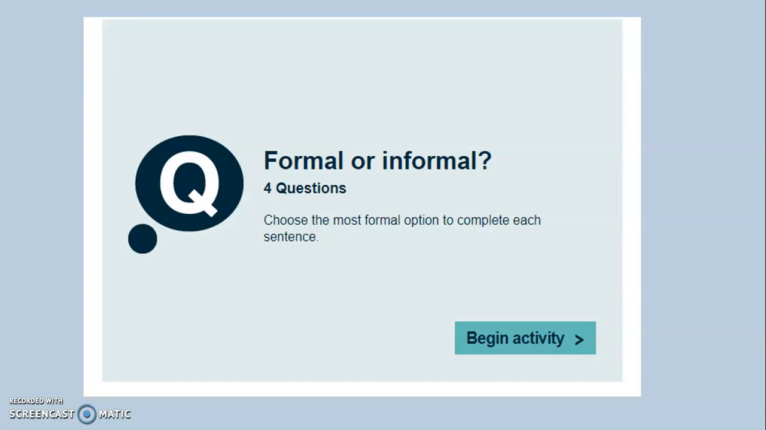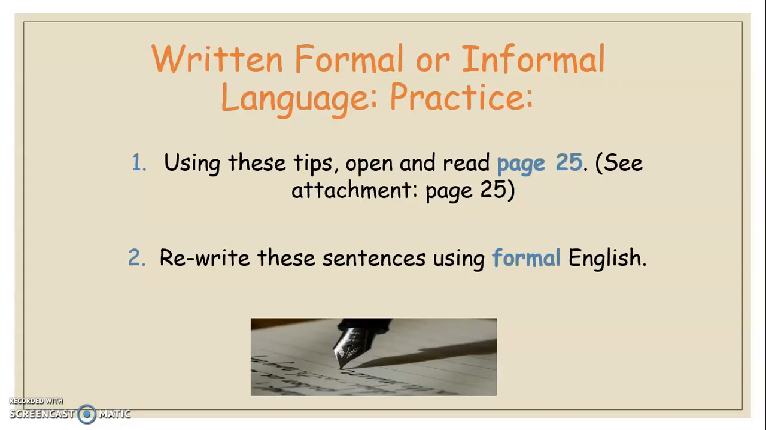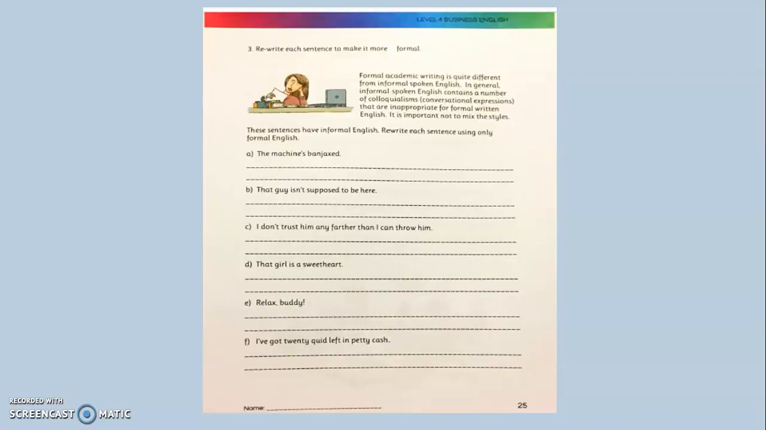You can just click on Begin Activity and see if the sentences are formal or informal and choose the most formal option to complete the sentence. You can pause this video here while you do that, but I am just going to continue. So, using these tips, open and read page 25. Rewrite these sentences using formal English, and this is that worksheet.